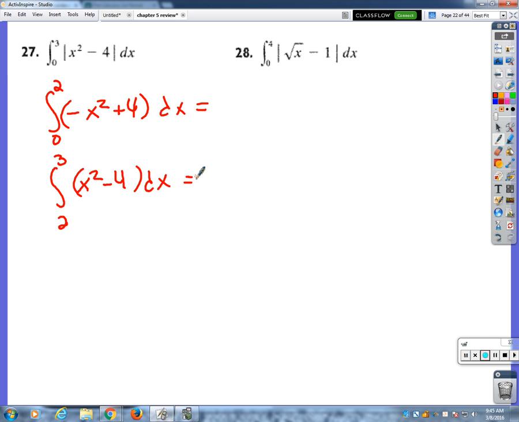Okay, you should be able to, Mackenzie, just take the antiderivative and then plug in the numbers. So just do that real quick.